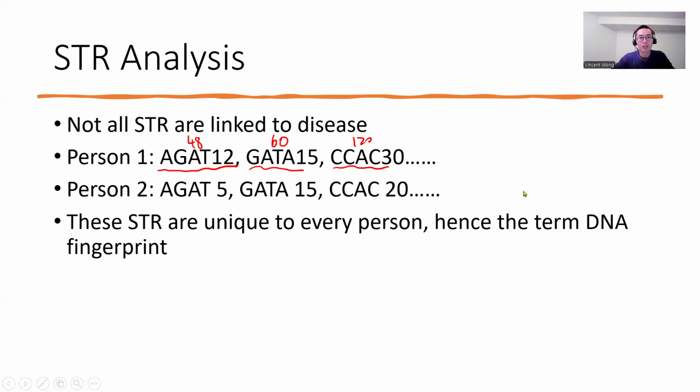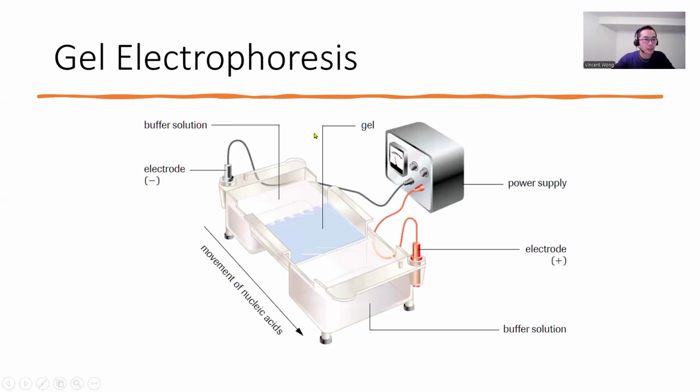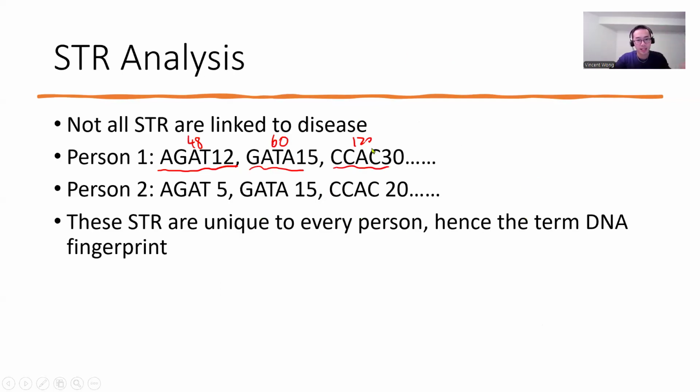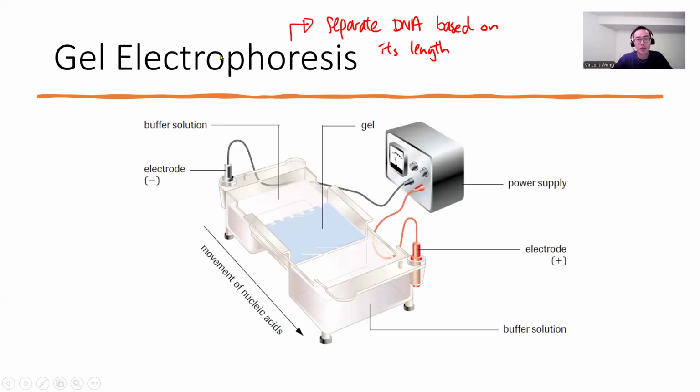Now, to understand how this works, we have to learn about another technique. This is called gel electrophoresis. The function of gel electrophoresis is to separate DNA based on its length. So if you have a mixture of DNA in a sample like this one, some are 48, some are 60, some are 120, how do you separate them? You would do gel electrophoresis.